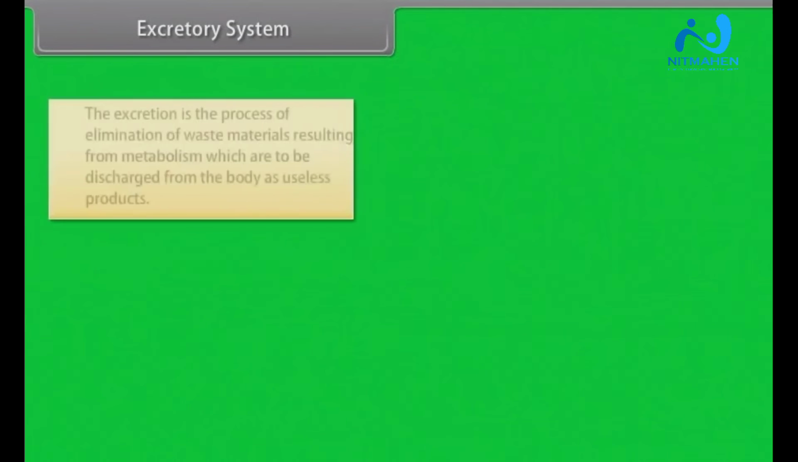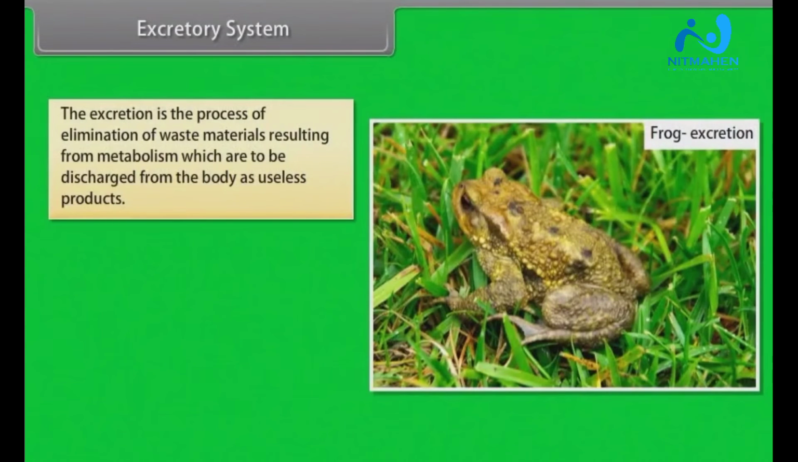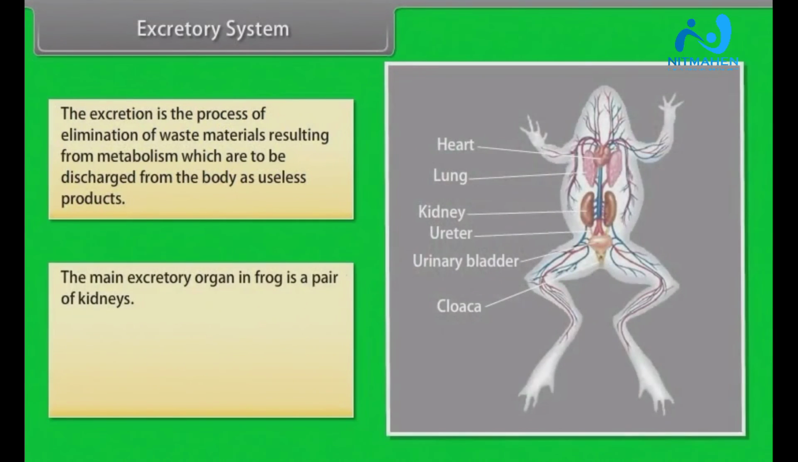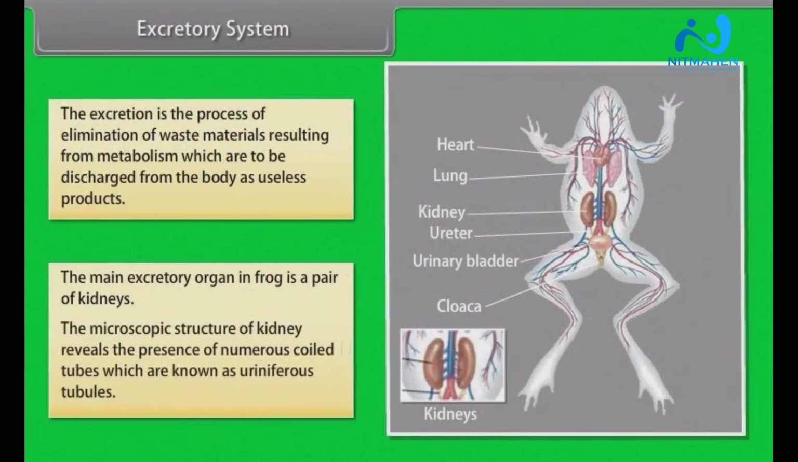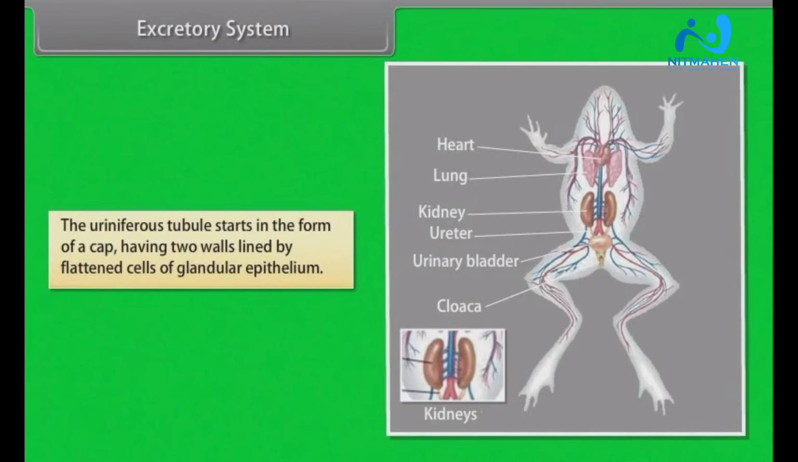Excretory system. Excretion is the process of elimination of waste materials resulting from metabolism, which are to be discharged from the body as useless products. The main excretory organ in frog is a pair of kidneys. The microscopic structure of kidney reveals the presence of numerous coiled tubes, which are known as uriniferous tubules. The uriniferous tubules start in the form of a cap, having two walls lined by flattened cells of granular epithelium.